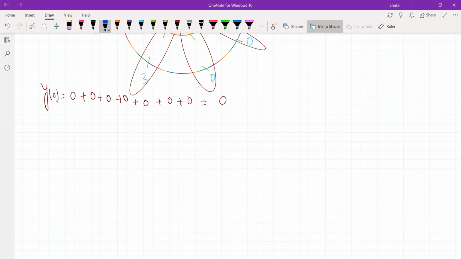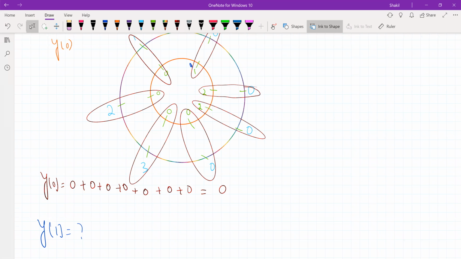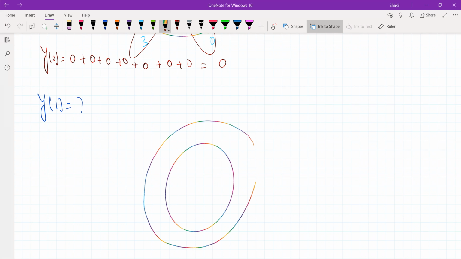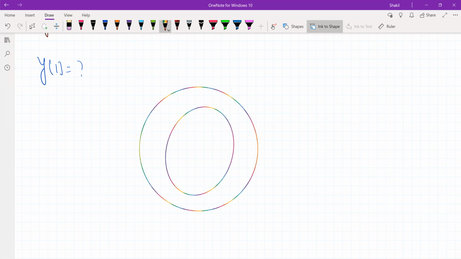Now to get y of 1, we can rotate one of the two sequences. But remember, the way you have arranged the terms, you have to rotate in the other fashion. Means if you arrange the terms of one sequence in clockwise fashion, rotate in anticlockwise, or vice versa. So let us draw the concentric circles again. First we'll arrange the terms. So this is our starting point, and this is 2nd, 3rd, 4th, 5th, 6th, and 7th.